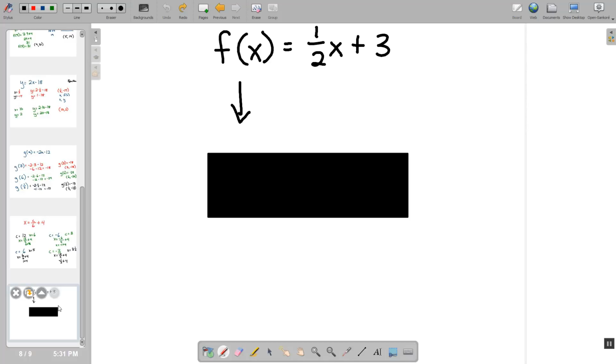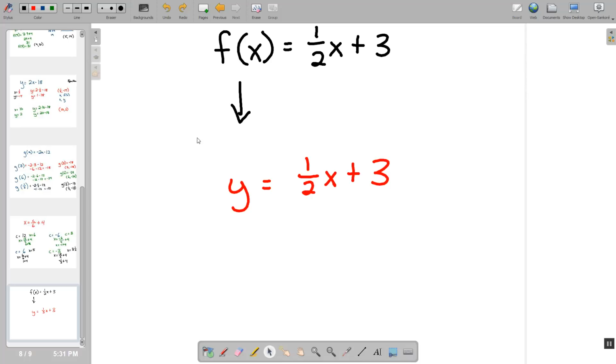Now, before we move on to our next topic, I want to showcase one small thing that's going to come up a ton in high school math. It won't be a huge focus in algebra, but it will show up a ton in Algebra 2 and geometry, which is the idea that your function and your equation notation are interchangeable.